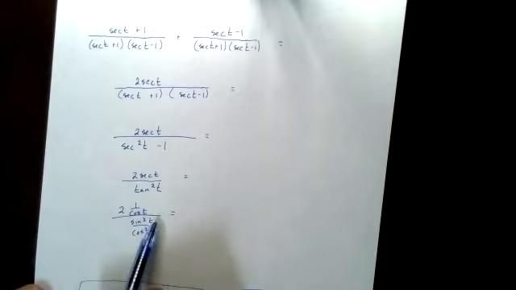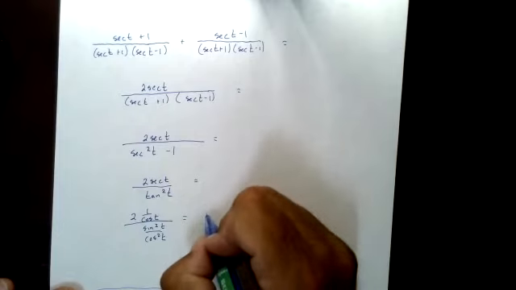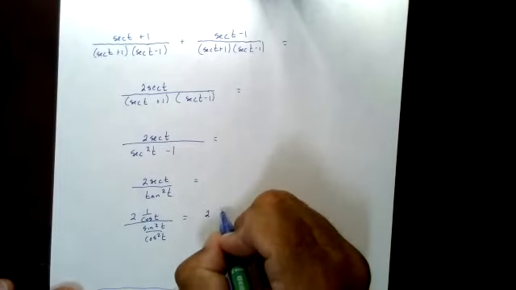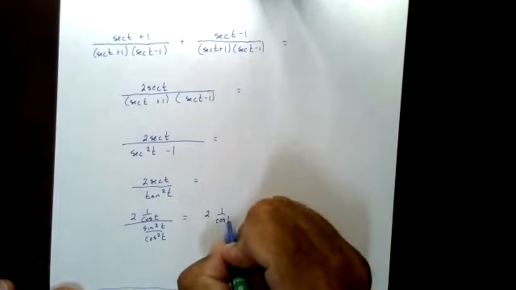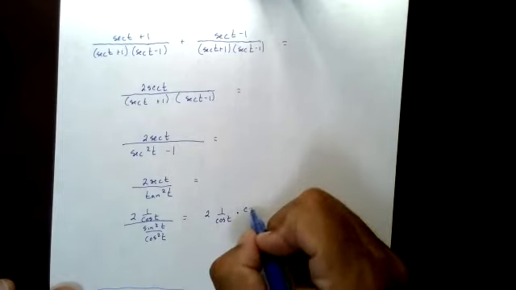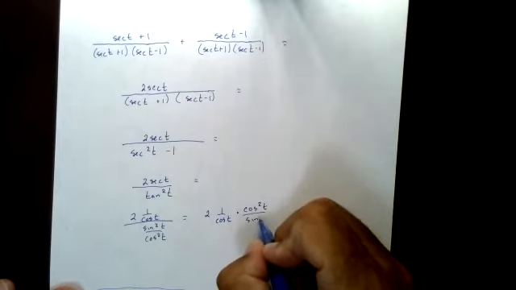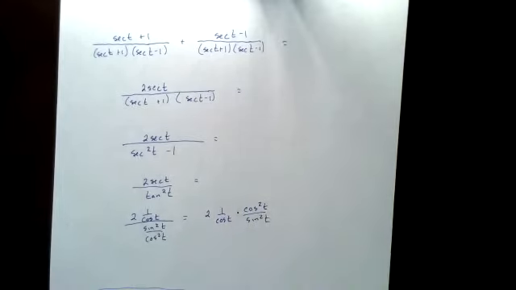Now, to divide is the same as multiplying by the reciprocal. So this is now going to become 2 times 1 over the cosine of t times the reciprocal of this, cosine squared of t over sine squared of t. Again, these are easy to watch and easy to follow, but I do know they are hard to do.